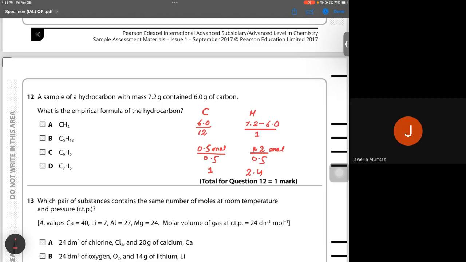We are not supposed to round it off. We have to make it a whole number, so multiply by 5. You would be getting 1 is to 5 is to 12. So B is your correct option, right?